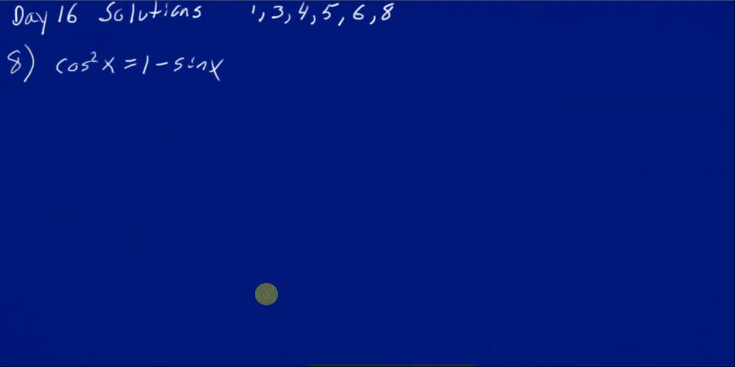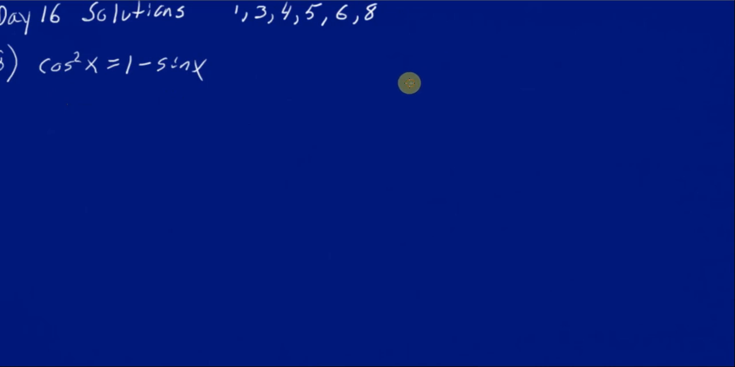Okay, number 8, I got a little bit of a problem because I've got the cosine squared and the sine in the same problem. I'd go ahead and move this over, but I would get a cosine squared plus sine x minus 1, and that won't FOIL. It's not quadratic. Quadratic means whatever you have squared, you have to have the same value here. Well, that's a cosine and a sine, so it's not in quadratic form.